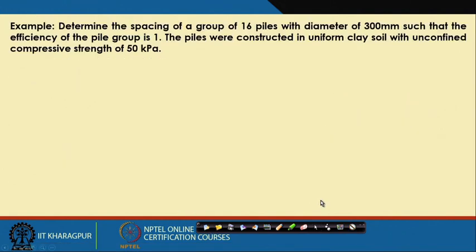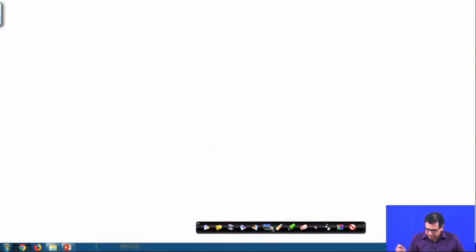Okay. Now, what I will do? Now, I will solve one particular problem. Where I am taking: determine the spacing of a group of 16 pile with diameter 300 millimeters such that the efficiency of the pile group is 1. Okay. Piles were constructed in uniform clay soil with unconfined compressive strength of 550 kPa. Okay. So, now if I solve this problem, so I can solve this problem that this is a 16 pile. Okay.